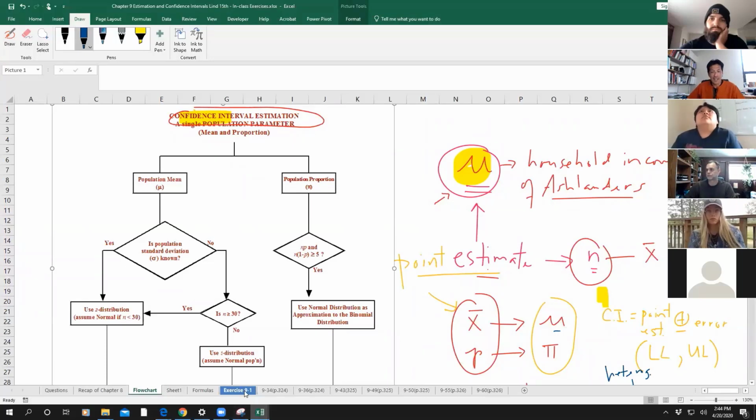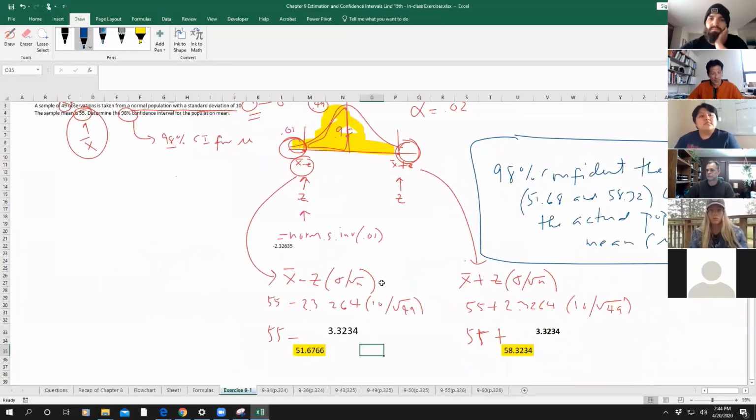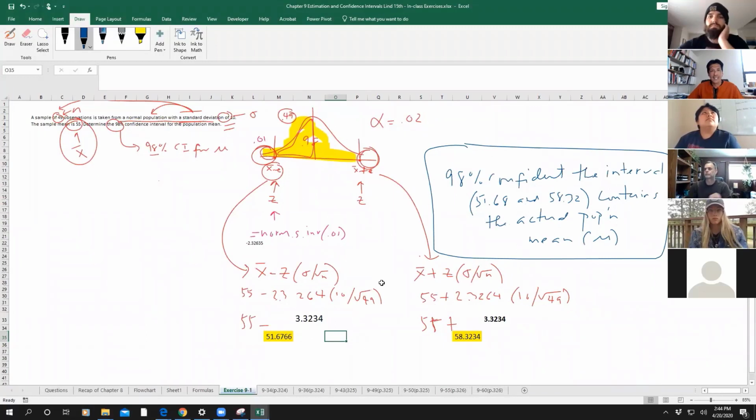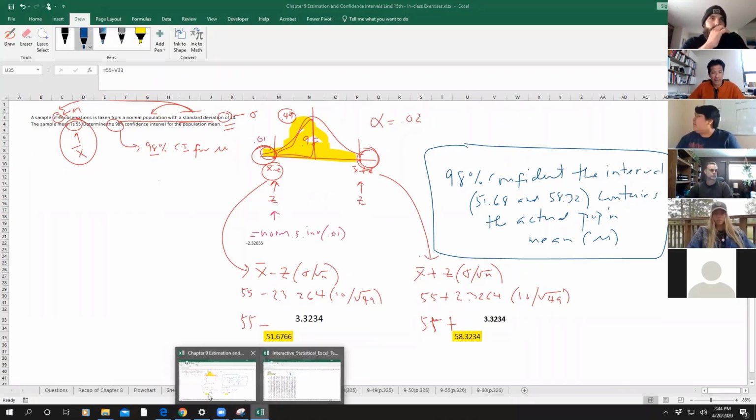All right, so let's rework exercise 9.1, and let's see how we can accomplish the same numbers and see if these numbers are correct or accurate using the template. Okay.